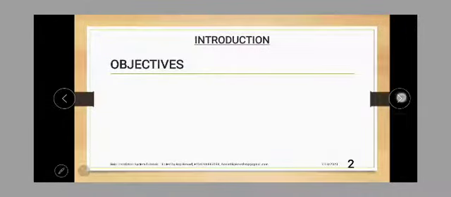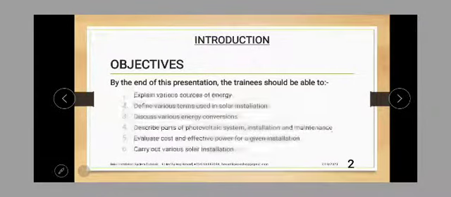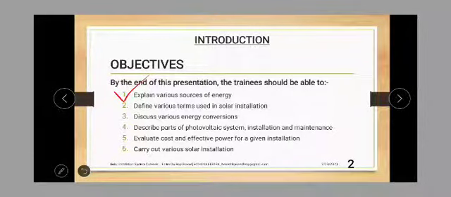Let us look at the objectives. By the end of this presentation, the trainees should be able to, number one, explain various sources of energy; number two, define various terms used in solar installation; and number three, discuss various energy conversions, describe parts of a photovoltaic system, installation and maintenance, evaluate the cost and effective power for a given installation, and carry out various solar installation.